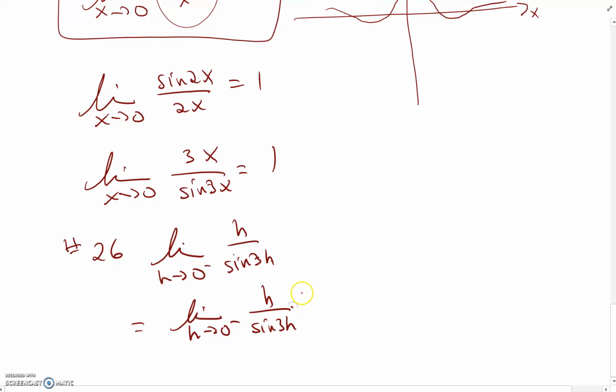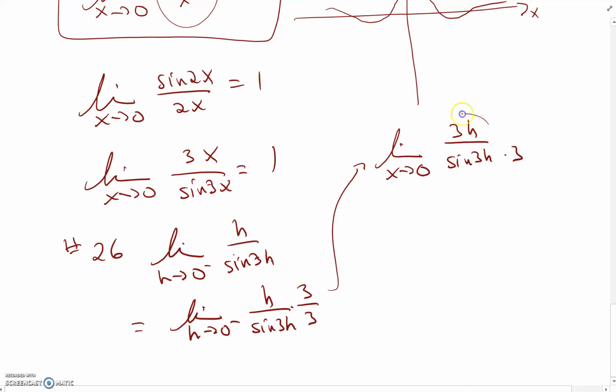We need a 3 on top, so we're going to multiply by 3 over 3. 3 over 3 is 1. So it hasn't changed anything, because times 1 doesn't change anything. So that equals, put the 3h's together, sine 3h, and there's an extra 3 left over, right? But this, just like this one over here, it equals 1, and we're left with 1/3. So the answer is 1/3.